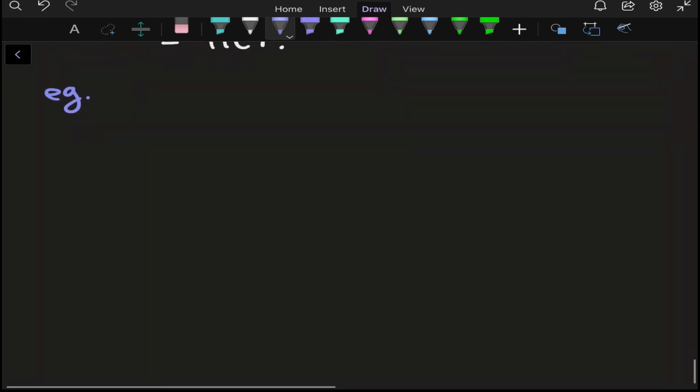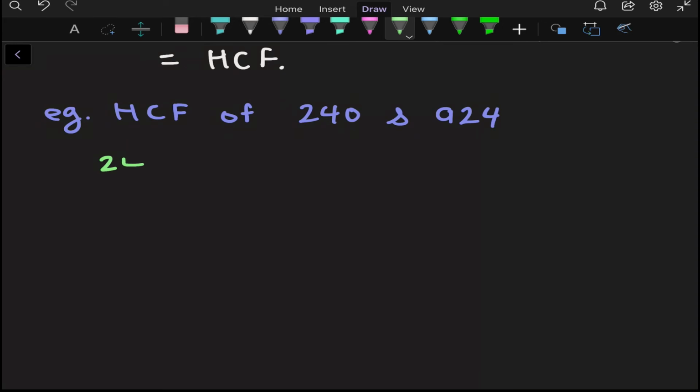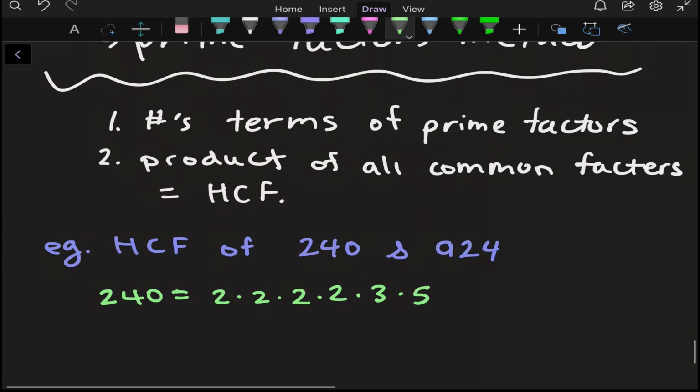So our first example, we want to find the HCF of 240 and 924. Some big numbers. So if we were to do the prime factor trees, or just prime factors in general, 240 ends up being 2 times 2 times 2 times 2 times 3 times 5. I think we found that out up here.